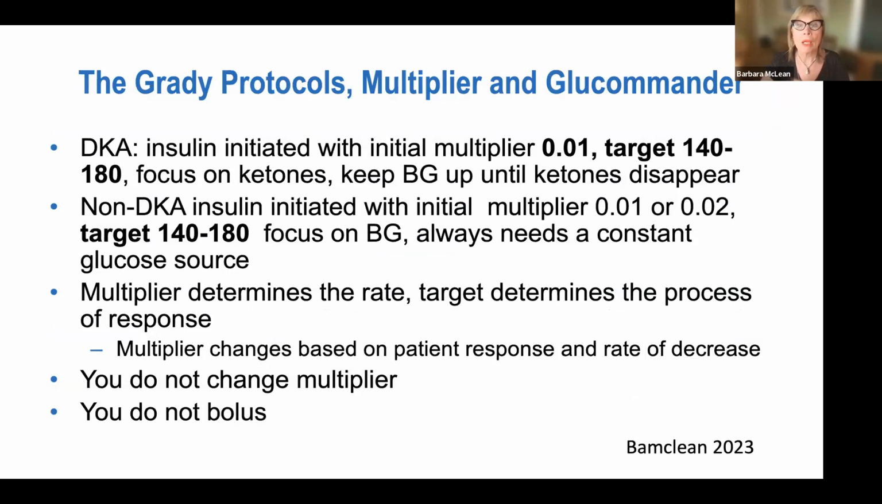Okay, so just remember, Grady protocols give you your multiplier, 0.01 on DKA, target 140, 180, focus on ketones, and keep that blood glucose up until ketones disappear. Non-DKA insulin is initiated with either the initial multiplier 0.01 or 0.02. Remember, that's just where you start.